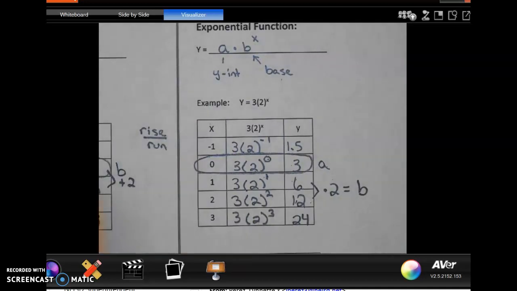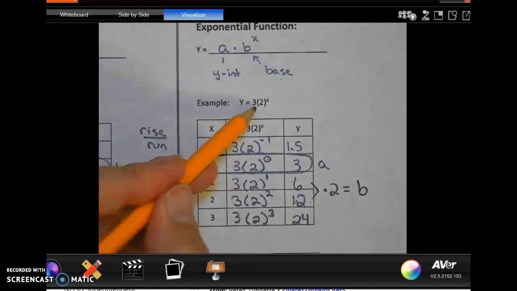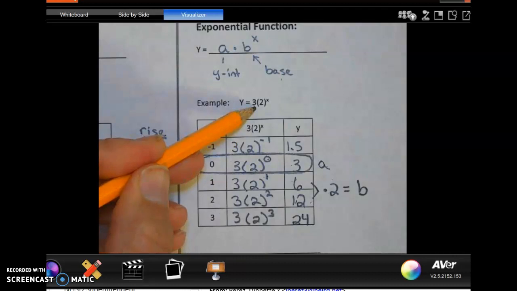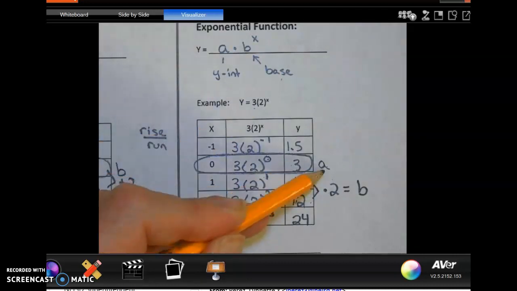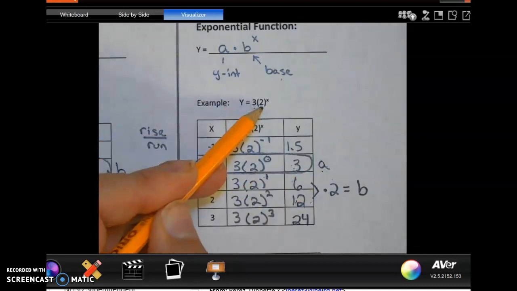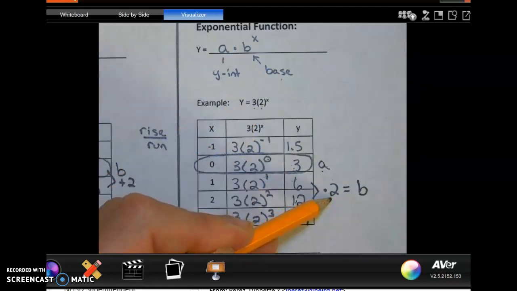And so looking at our equation, we can see our y-intercept, which is 3, right here, our a value. And then we can see our base, which is our multiplier, which is 2.